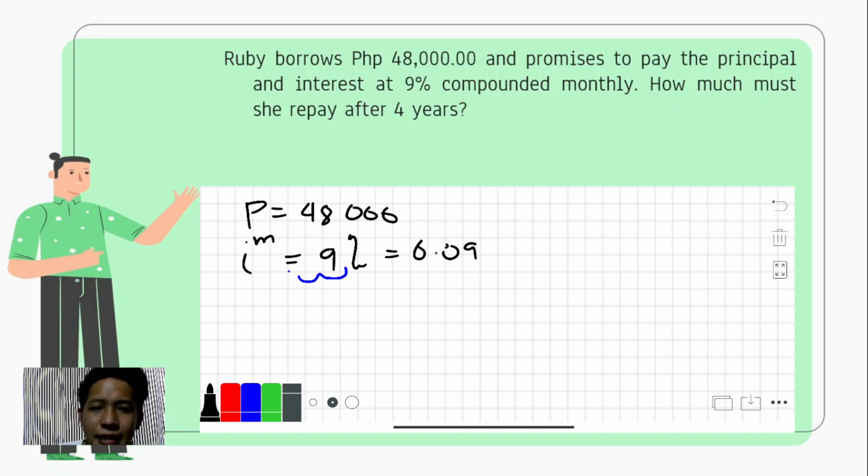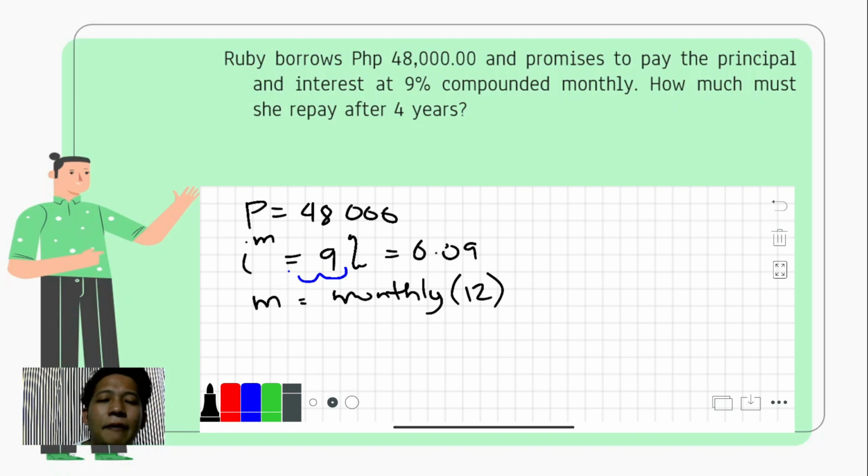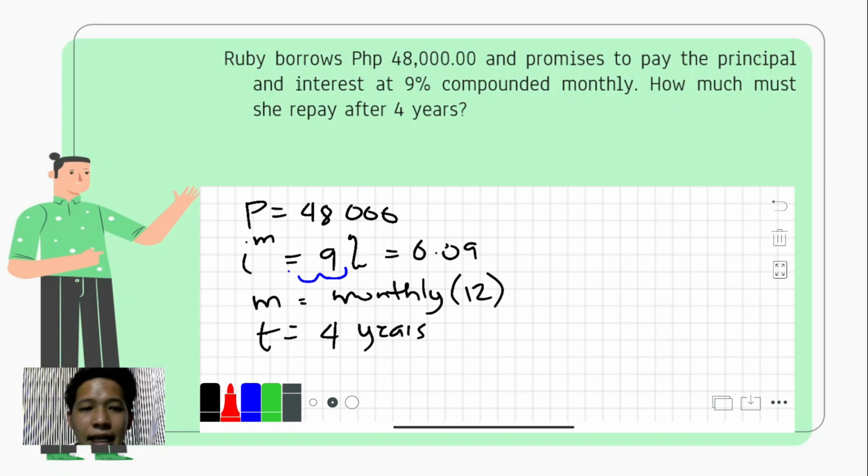Okay? 9% compounded monthly. So, kapag compounded monthly, our frequency of conversion would be monthly, to which it is equivalent to 12 because we have 12 months in a year. So, how much must she repay after 4 years? So, our time would be 4 years. Okay po? So, sabi dyan, ano bang hinahanap? How much must she repay after 4 years? So, we are after the future value.